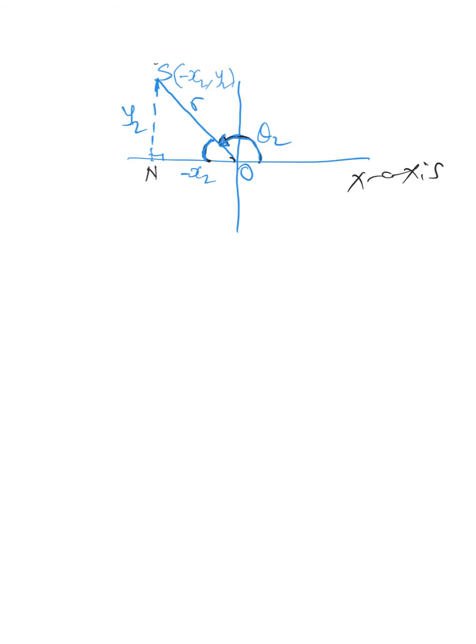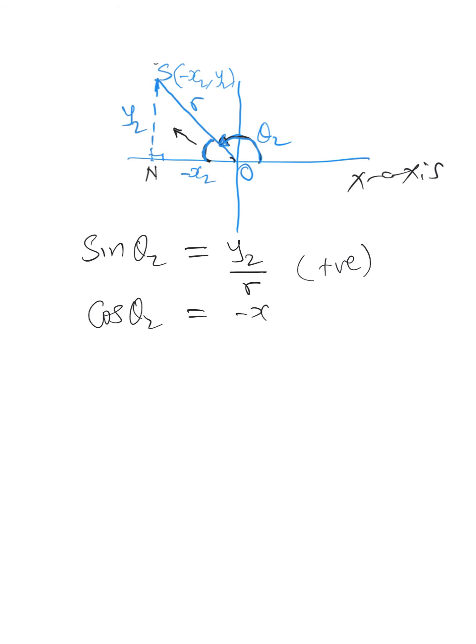All right, so what will be the sine of theta 2? The side which is facing the angle here is y2 divided by r, and y2 is a positive value. R is always positive. The cosine of theta 2 is minus x2 divided by r, adjacent over hypotenuse, and negative divided by positive, you get a negative.